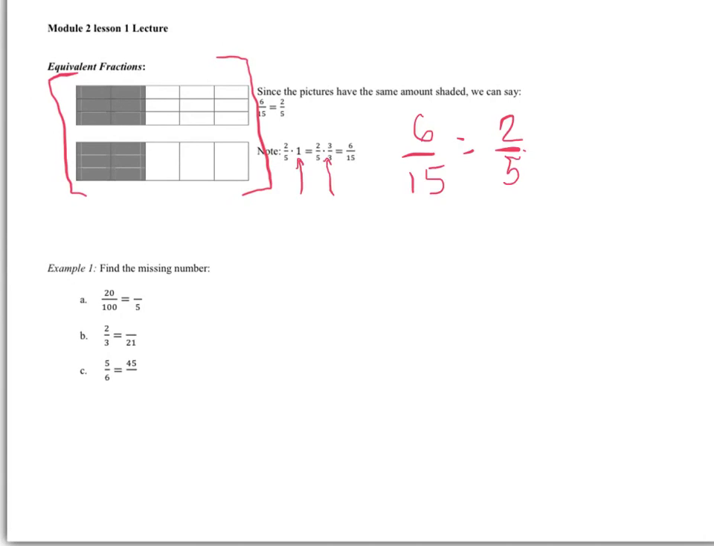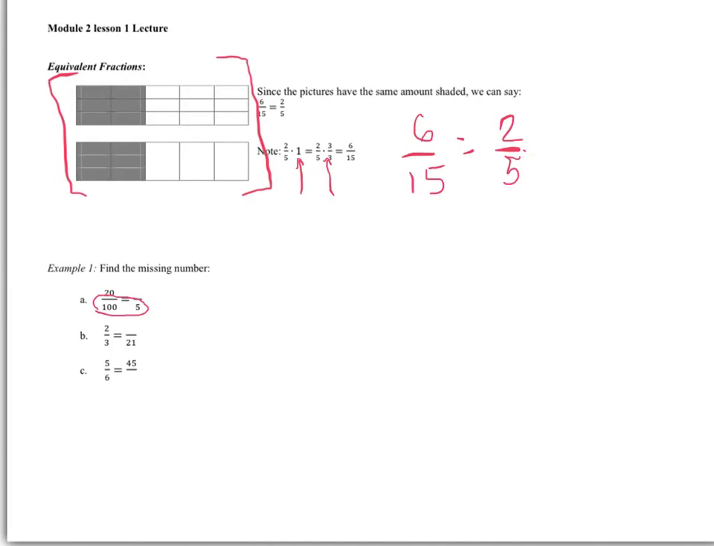Now, looking at the examples where we need to find the missing number to write equivalent fractions, where we would start here is noticing how the denominators in part A differ. 20 over 100 is the same as blank over 5. Well, if I focus first initially on the denominators, 100 and 5 differ by a factor of 20.